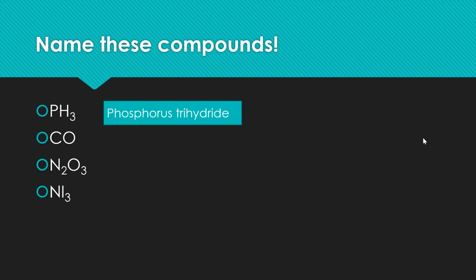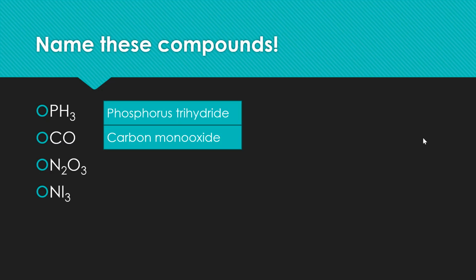How about the next one? CO. The first element is carbon, and since there's 1 of them, we don't put the word mono out front. The second element is oxygen, but because it's the second element, it becomes oxide. So that becomes carbon oxide. But wait, if the second element has just 1 of them, we do put the mono in front. So that becomes carbon monooxide. But what did we say about the 2 vowels? If there are 2 vowels next to one another when you put them together, you drop the first one. So we're going to drop the first O, and it simply becomes carbon monoxide.